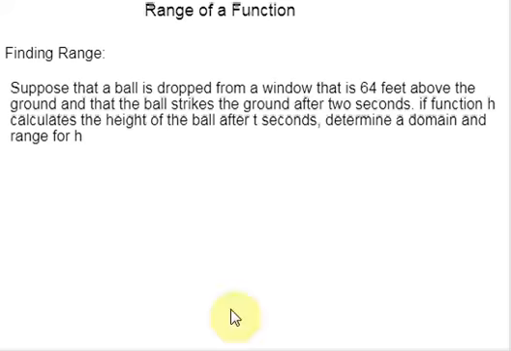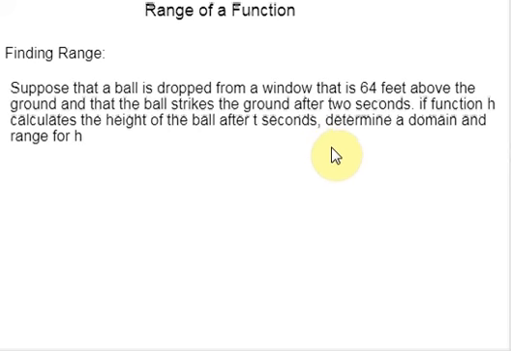Here is a word problem. Suppose that a ball is dropped from a window that is 64 feet above the ground and that the ball strikes the ground after 2 seconds. If the function h calculates the height of the ball after t seconds, determine the domain and range. So if you want to know more about the domain, you can refer to a previous video, how to find the domain of a function. Okay, let's get back to this topic.